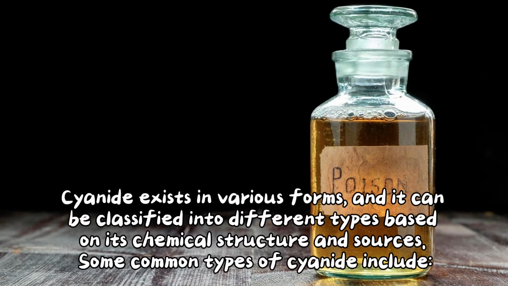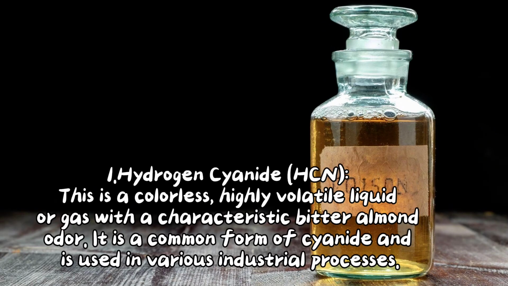Cyanide exists in various forms, and it can be classified into different types based on its chemical structure and sources. Some common types of cyanide include: 1. Hydrogen cyanide, HCN. This is a colorless, highly volatile liquid or gas with the characteristic bitter almond odor. It is a common form of cyanide and is used in various industrial processes.